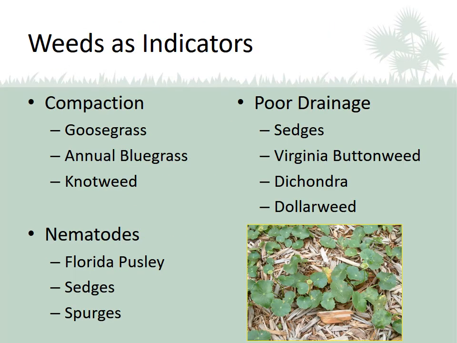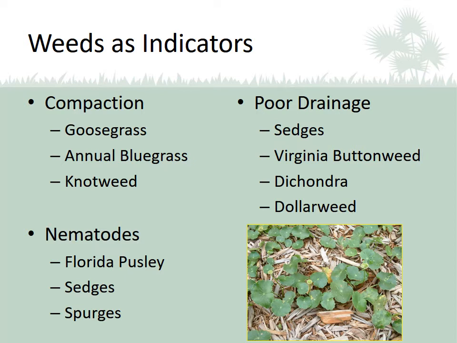Sometimes certain weeds can actually be used as an indicator of what kind of soil you have. If you have very compacted soil, certain weeds are going to do very well there because they like compacted soil. Some examples would be goosegrass, annual bluegrass, and knotweed. If you have problems with nematodes, certain weeds are going to do very well. They can become hosts or holdover hosts for the nematodes, but nematodes are not going to damage or kill these weeds. They're still going to grow and produce well in the presence of nematodes. Some examples would be Florida parsley, sedges, and spurges.